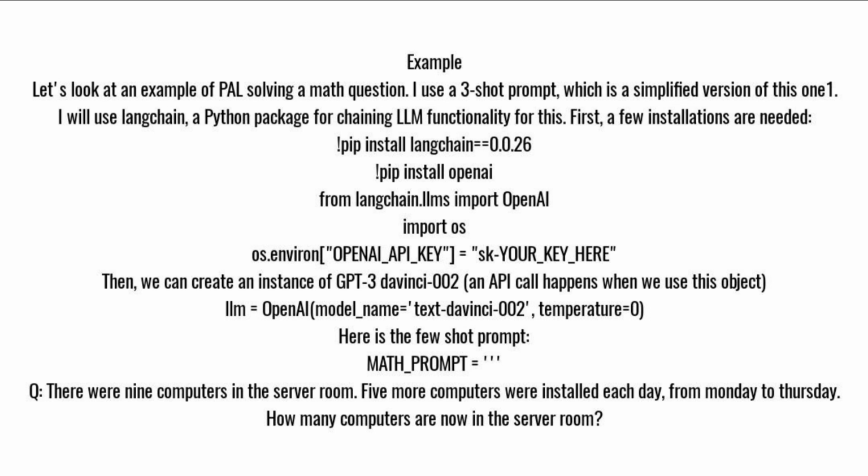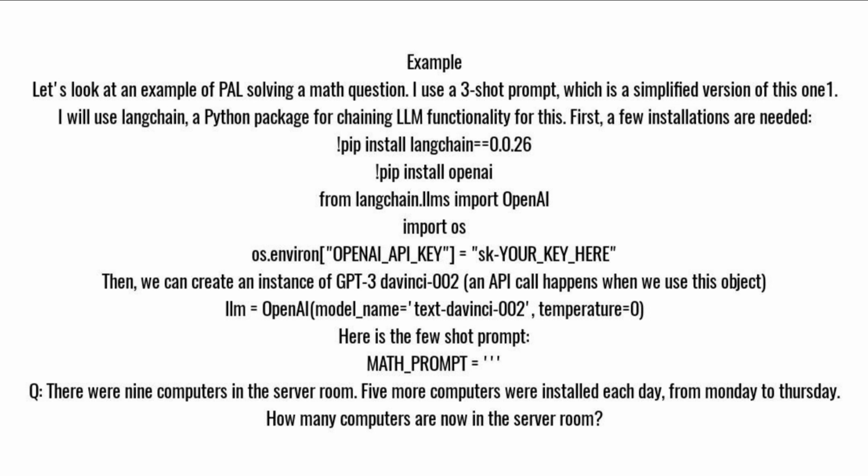pip install openai. from langchain.llms import OpenAI. import os. os.environ OPENAI_API_KEY = sk-your_key_here. Then, we can create an instance of GPT-3 Davinci 002. An API call happens when we use this object. llm = OpenAI(model_name="text-davinci-002", temperature=0).